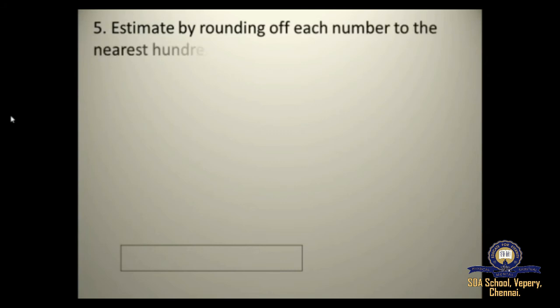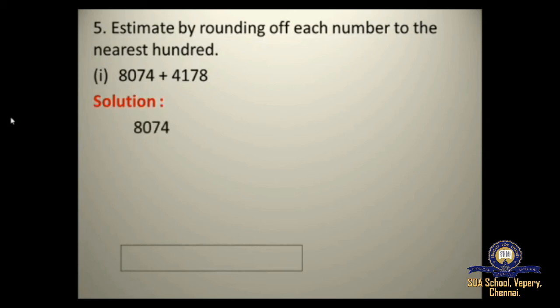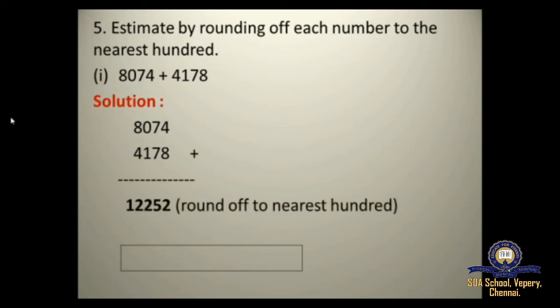Estimate by rounding off each number to the nearest 100. That is 8,074 plus 4,178. So the solution is I'm going to find out the sum of 8,074 and 4,178. So when I add, I'll be getting it as 12,252.